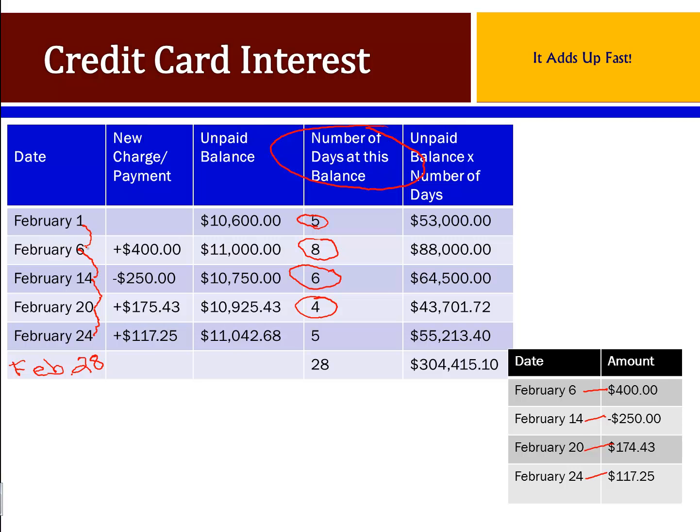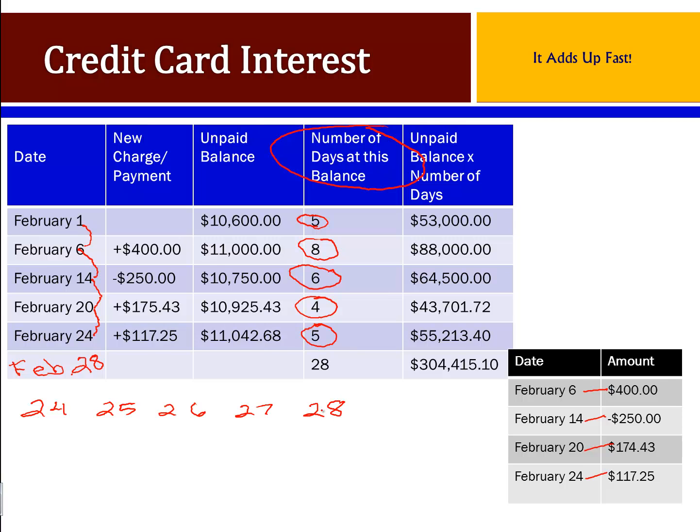In each of these other cases, we did not count the actual date that's posted here. From the 1st to the 6th is 5 days, but that doesn't include the 6th. It includes the 1st, 2nd, 3rd, 4th, and 5th. So the number of days from the 24th to the 28th is 4 days plus the 28th, which is the 5th. That's the 24th, the 25th, the 26th, the 27th, and the 28th.